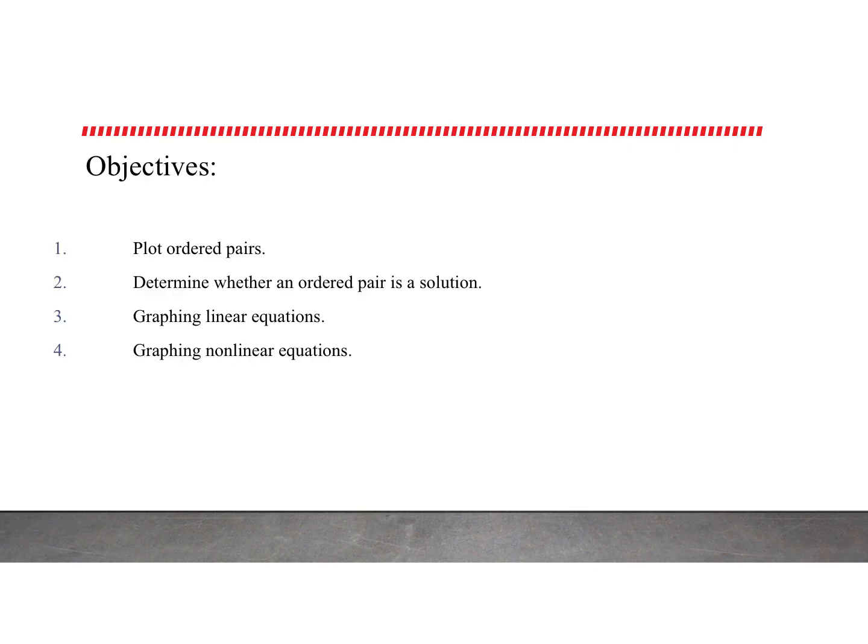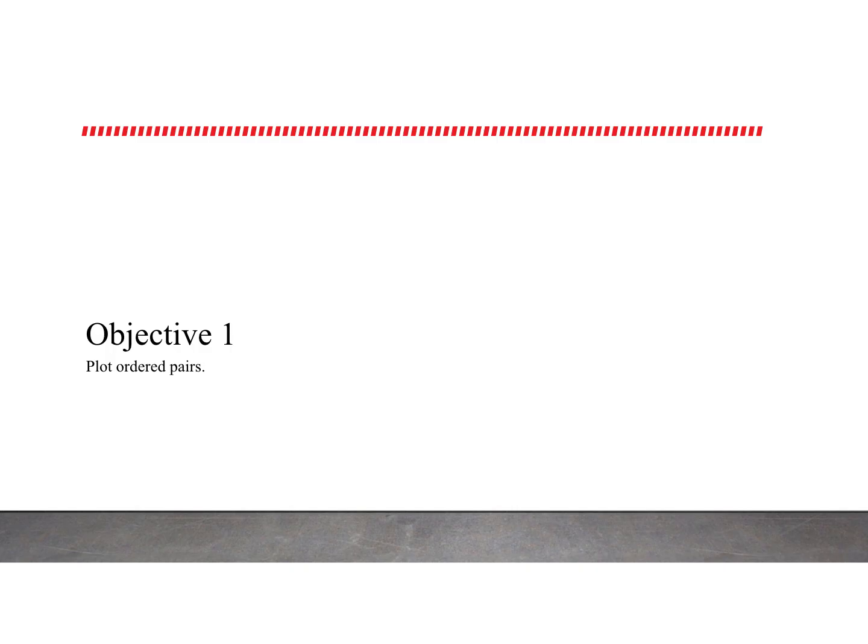The objectives that we're going to cover are: number 1, plot ordered pairs. Number 2, determine whether an ordered pair is a solution to an equation. Number 3, graphing linear equations. And number 4, graphing nonlinear equations. Objective 1, plot ordered pairs.